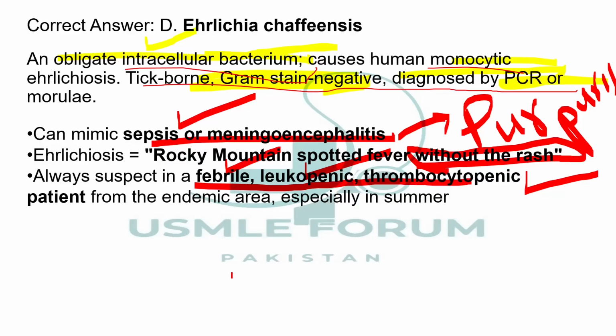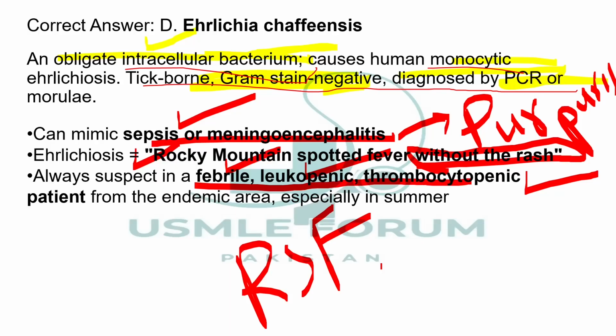And one similarity is that both of them would have a mountainous region in their presenting history. So yeah, that's basically it. Both of them are mostly considered the same. So you need to remember both of them. These are very important organisms. Rocky Mountain spotted fever and ehrlichiosis. These are mostly the same.